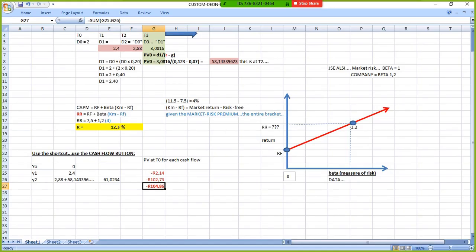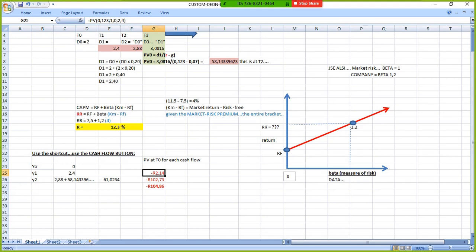Let's go back. Did I make a mistake with the... It's 12.3%. That's the R. Did I use the right R? Yeah, I did use the right N. I did use the right figure. 60 Rand. Did they send you any errata for this assignment? No.